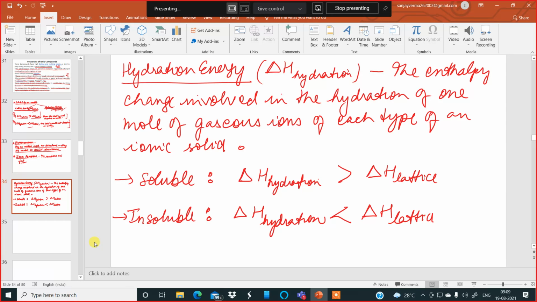I think this slide becomes a very summarized slide with respect to the properties of ionic compounds, which is solubility in water. For an ionic compound to be soluble in water, the hydration energy must be greater than the lattice enthalpy. If you remember this, the other one is just the opposite. Am I clear, my dear boys? Yes, sir.